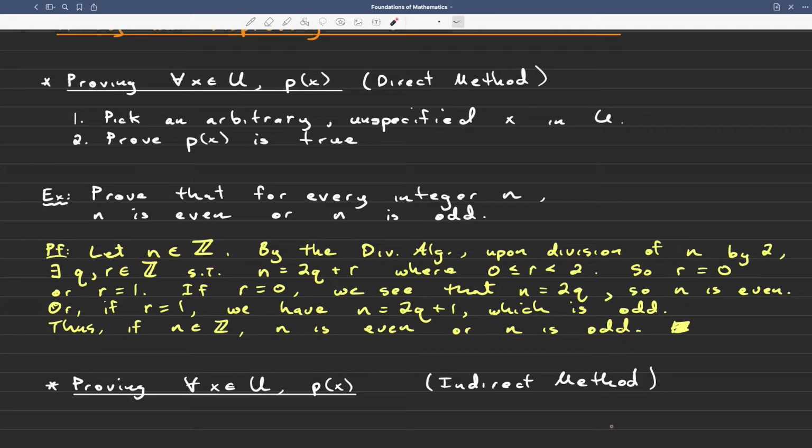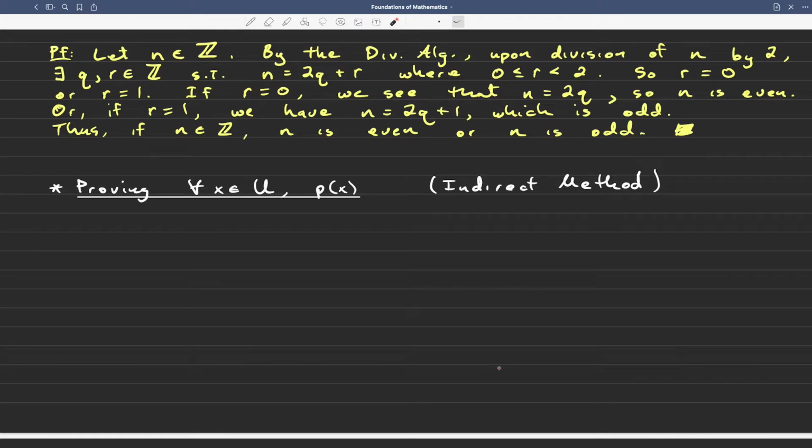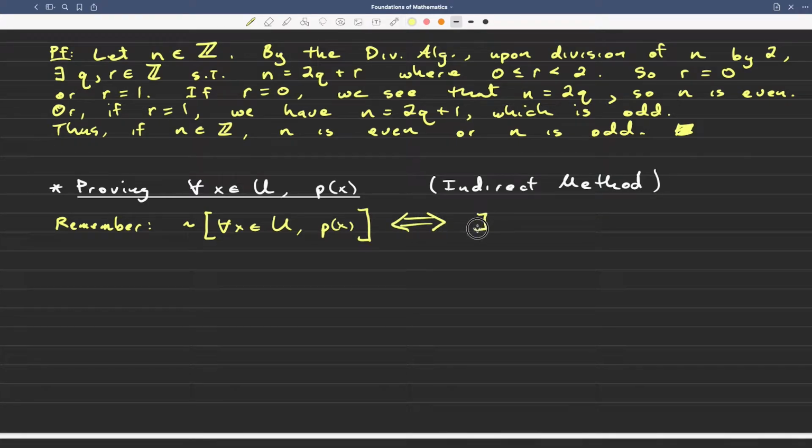All right. One thing we can do if we want to prove a for every statement is to suppose not. So when I say an indirect method here, I'm talking about maybe doing contradiction. Remember, not for every x in U, P of x is logically equivalent to there exists an x in U where P of x is false.